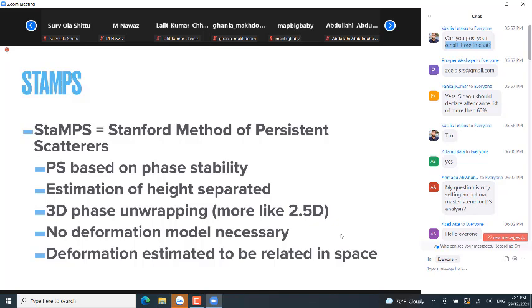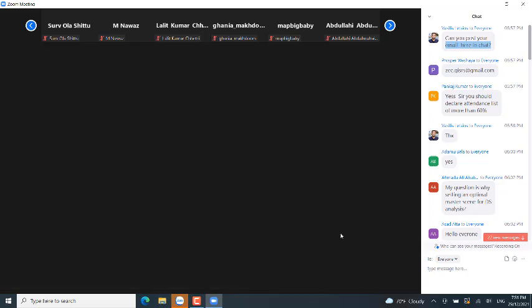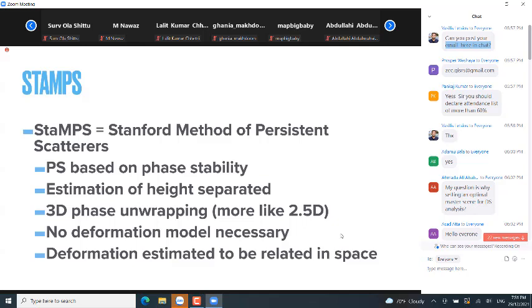StaMPS itself is, I would say, most probably, I'm pretty sure, the most commonly used method for processing PS InSAR. The reason is very simple. The reason is that it's freely available. Okay, so you can download it and start working with it. And it has no need for a deformation model, so that's also good. And it gives you quite good results generally.